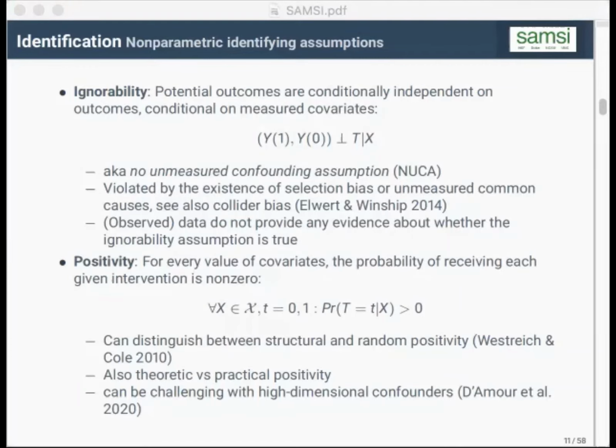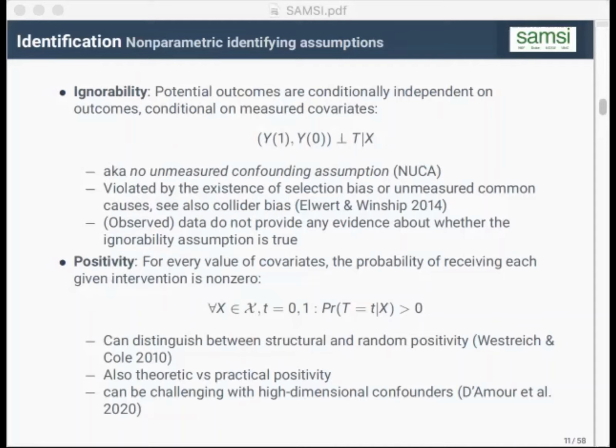Two other assumptions that together with SUTVA suffice for identifying causal effects are ignorability, or conditional ignorability, or the no unmeasured confounding assumption, which is sometimes abbreviated NUCA, N-U-C-A. This says that counterfactuals or potential outcomes are conditionally independent of the treatments, conditional on measured covariates or measured confounders X. This can be violated when there's selection bias or unmeasured common causes, or colliders and collider bias.